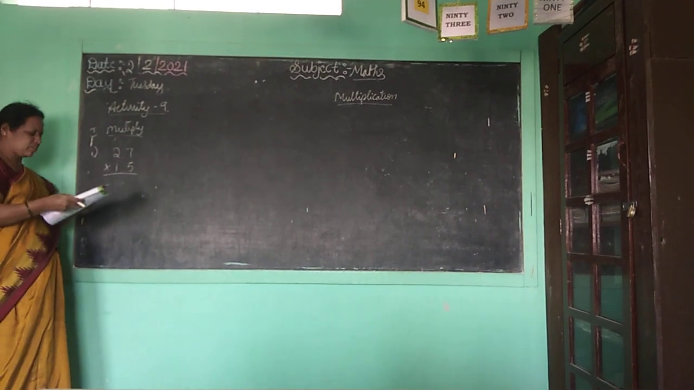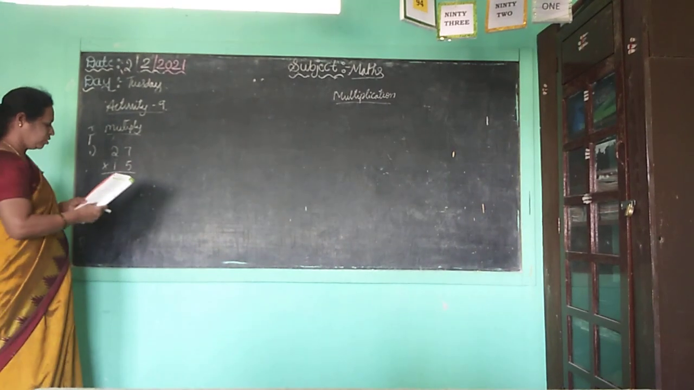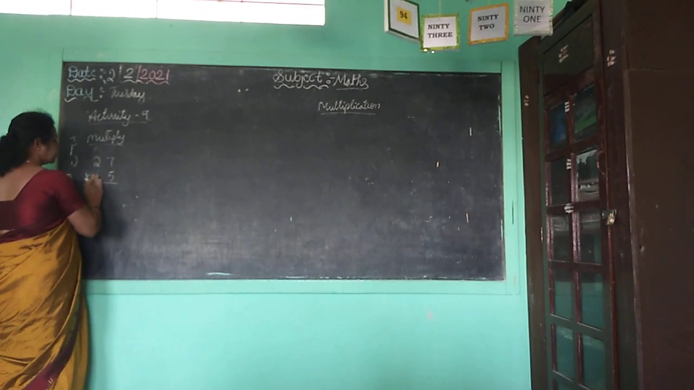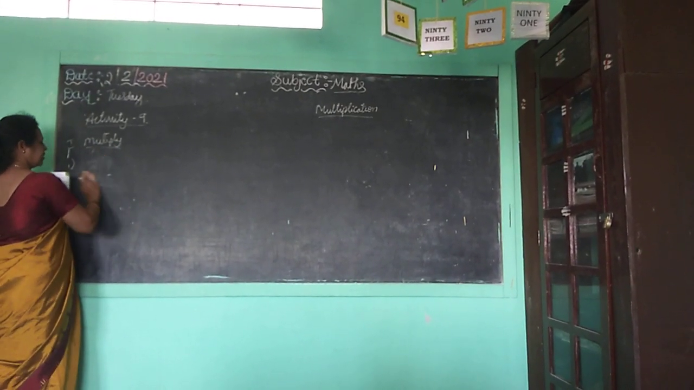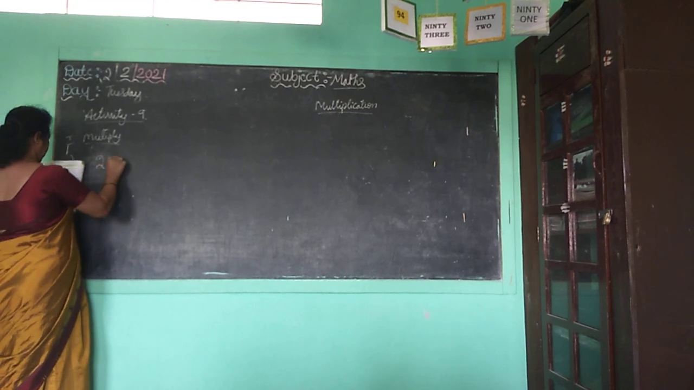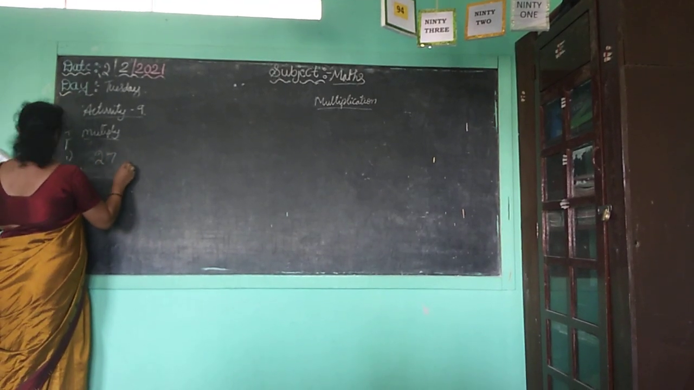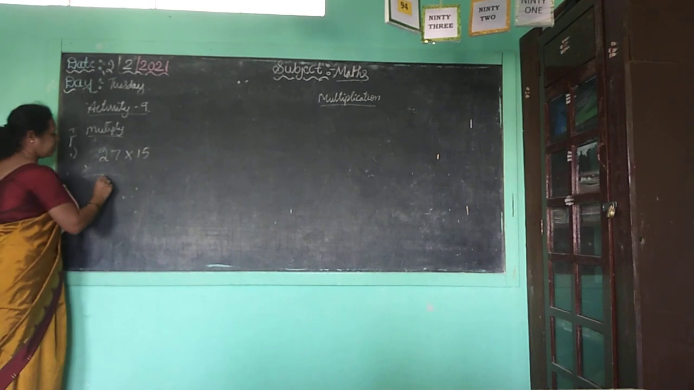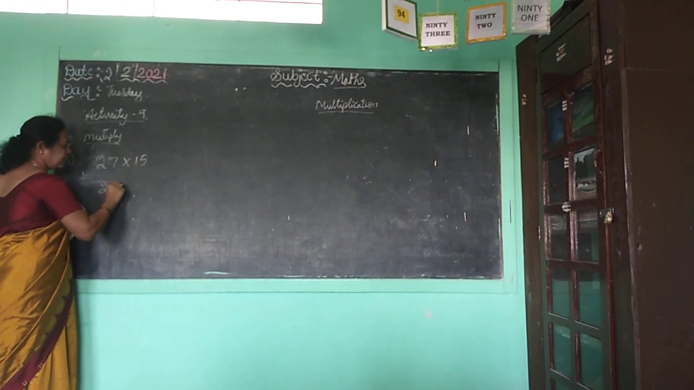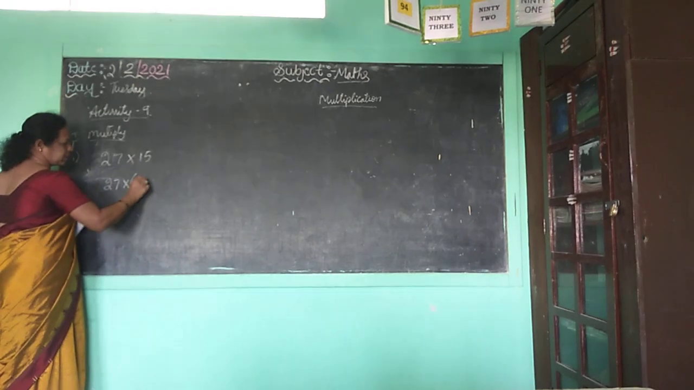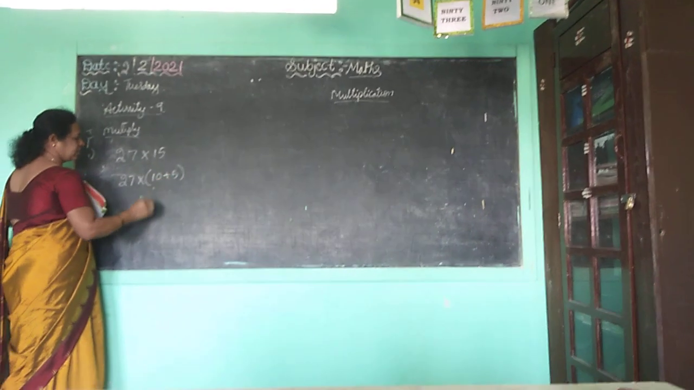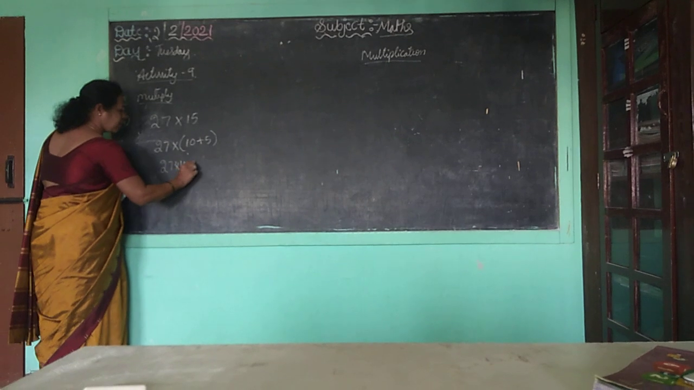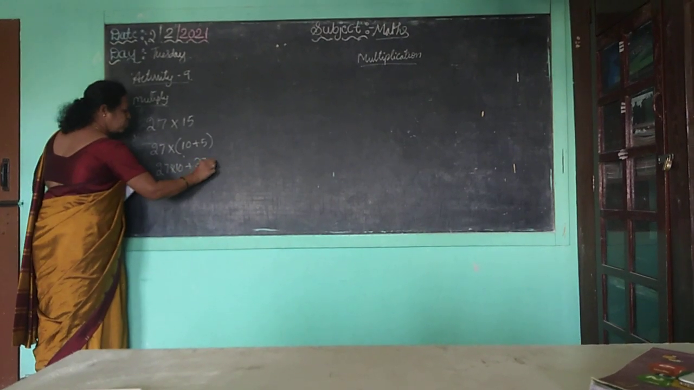78 is multiplied by what? See, there is a method. I will tell you: 27 multiplied by 15. First, expand this number: 10 plus 5. First you multiply 27 into 10 plus 27 into 5.